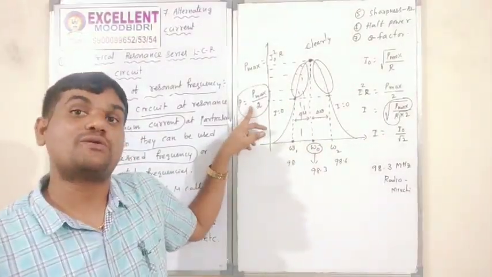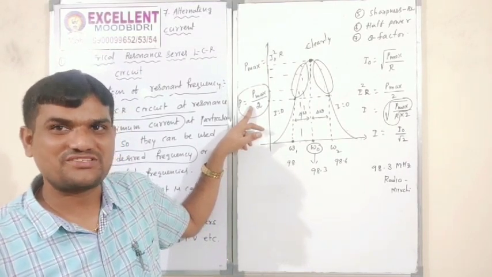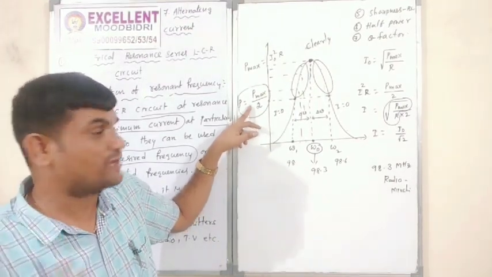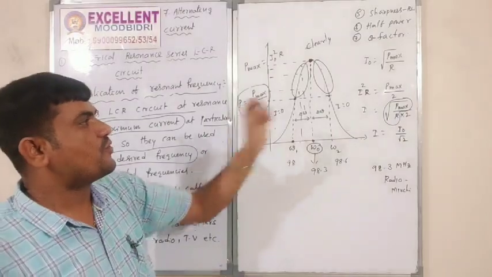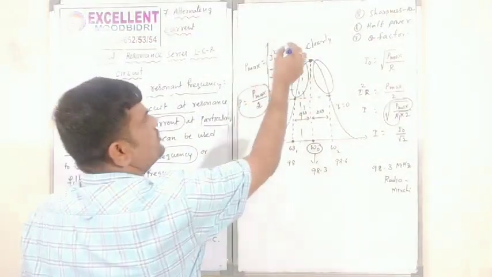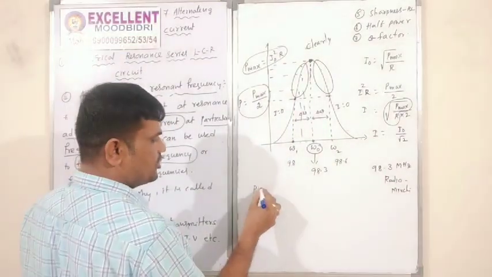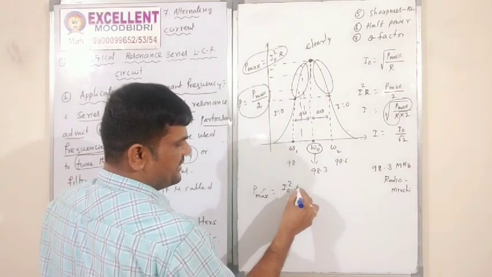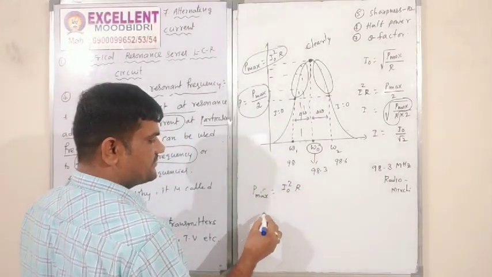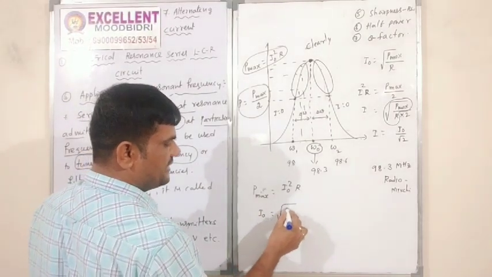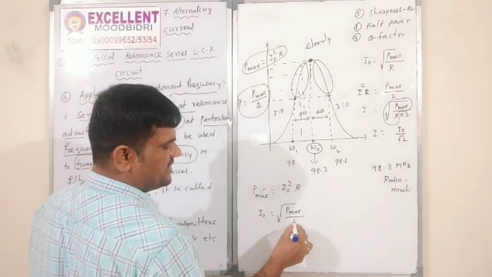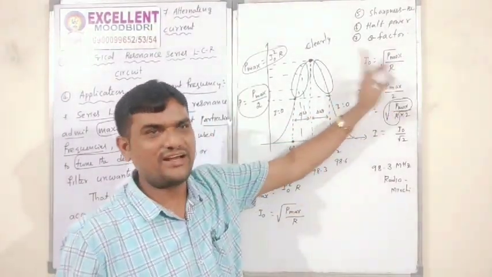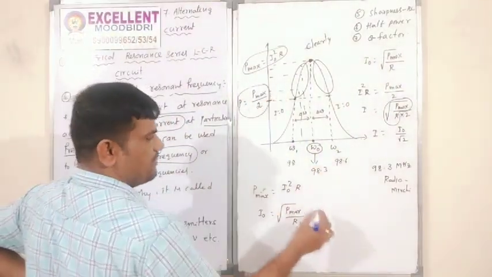At omega 1 and omega 2, then current is equal to how much? How much does the current decrease at that particular point, here at omega 1 and omega 2? You know the power formula. Power max is equal to I naught square into R. Then I naught is equal to root over P max by R. Correct or not?